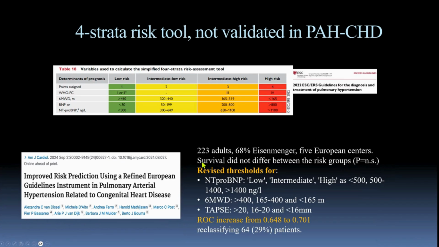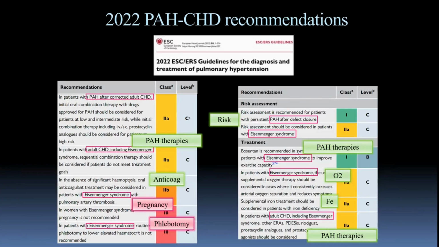So they said, okay, fair enough. Let's go and revise the cutoffs of the walk test and other things. They revised the cutoffs, and they got the ROC curve from 0.65 to 0.71. Michele can tell me if he's happy with this 0.70. I think we need to work harder to find a better risk score for these patients.